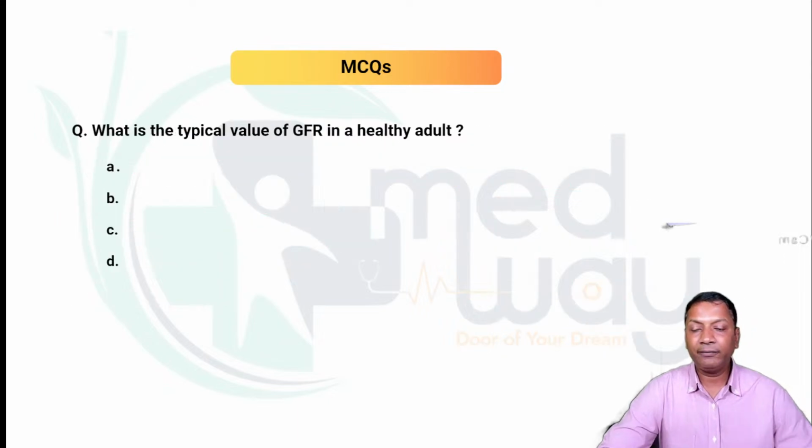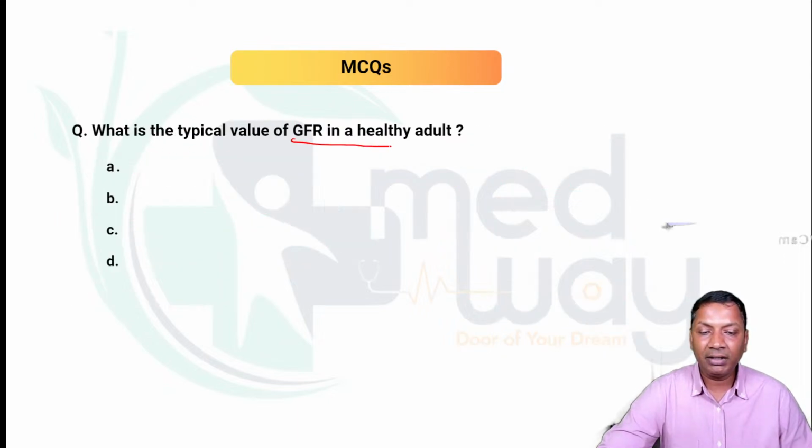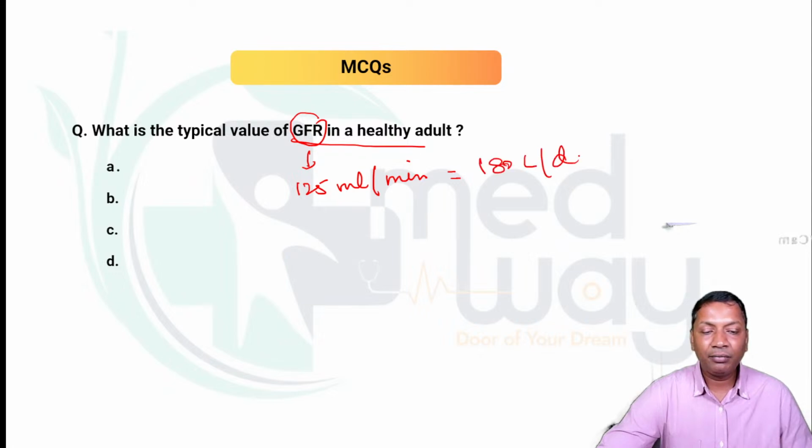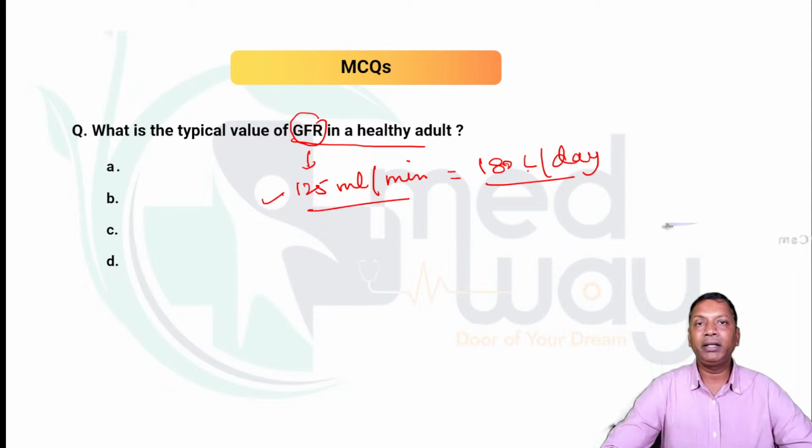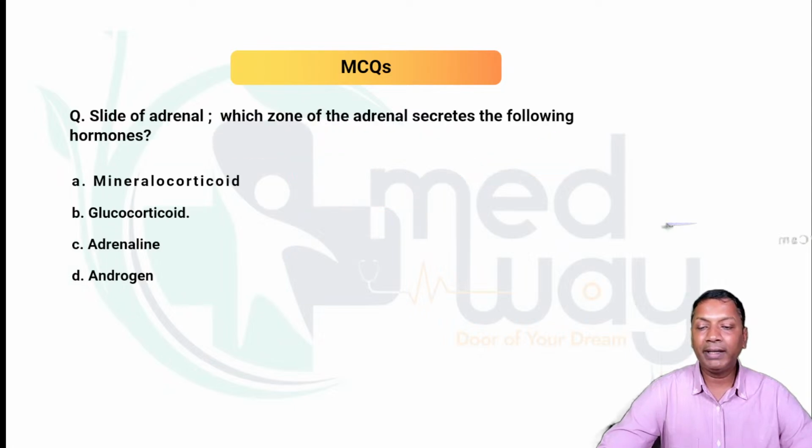Then the next question is, what is the typical value of GFR in the adult male? In the adult, the GFR value is 125 ml per minute, and this equals 180 liters per day. So any option which shows the value of 125 ml per minute or 180 liters per day is the right answer. Then the next question had a slide of the adrenal gland, and it asked about the hormone secreted from the part shown.